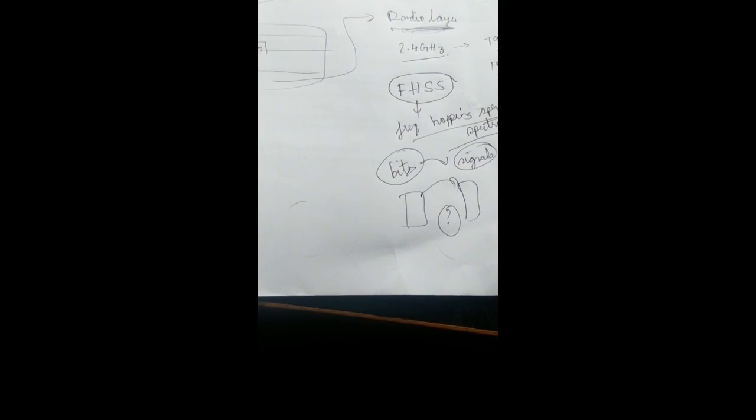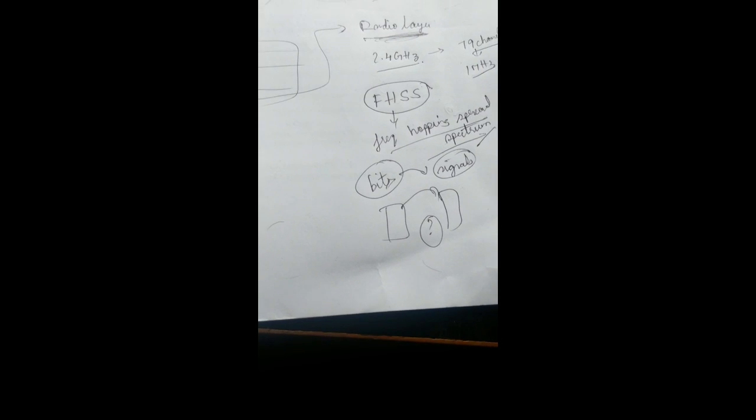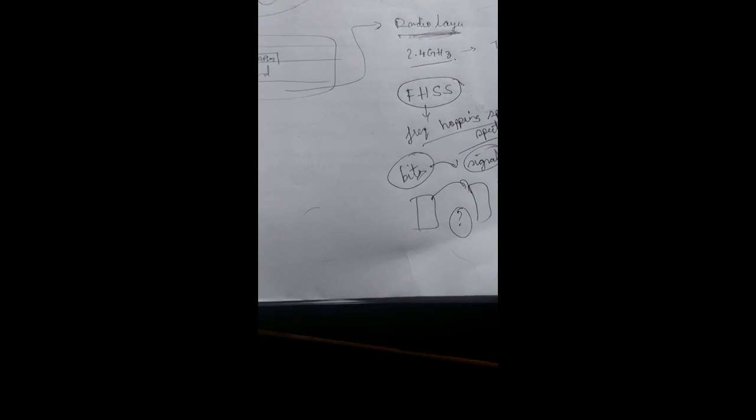So again, the radio layer comes into picture. The radio layer has another important one, which is a more sophisticated, or rather complicated, version of FSK, called GFSK. It's called Gaussian FSK. I'm not sure of the full form of FSK, but G stands for Gaussian. I know that. So what is this GFSK?